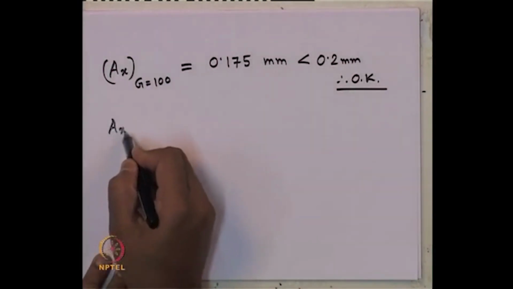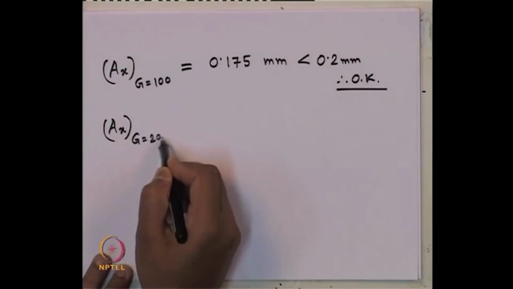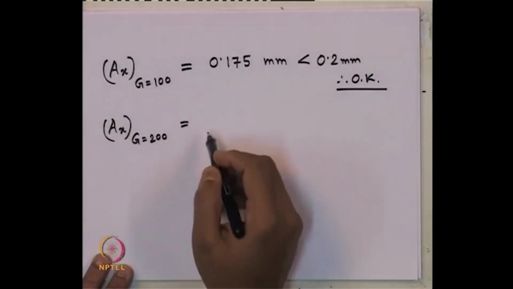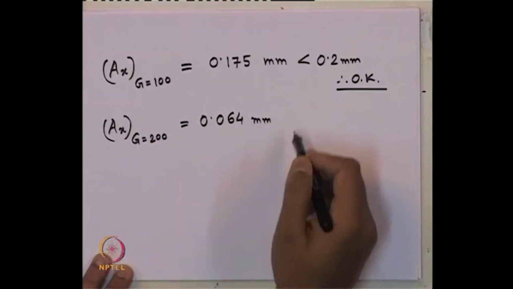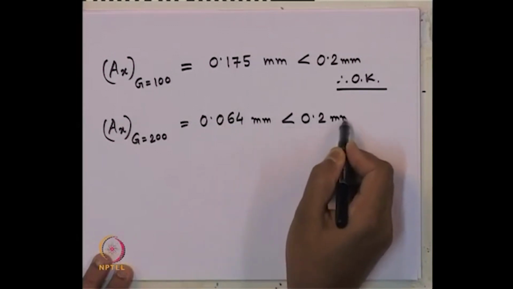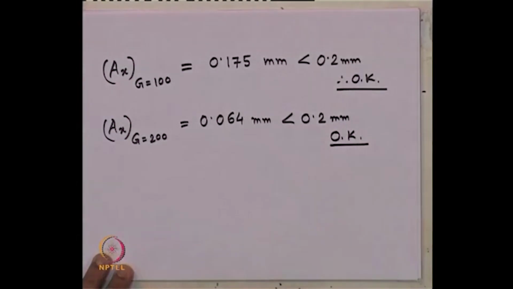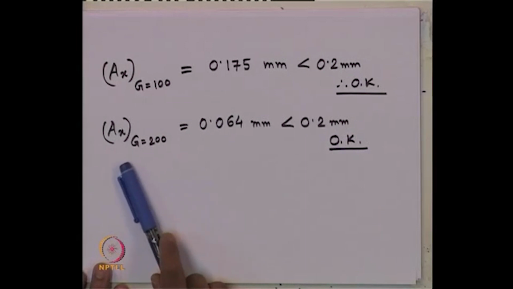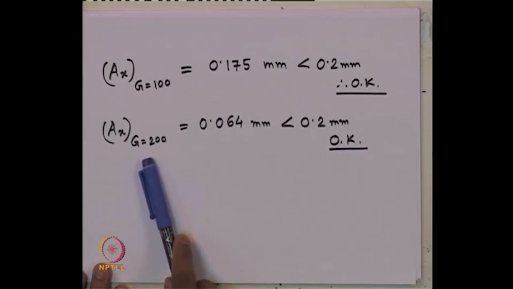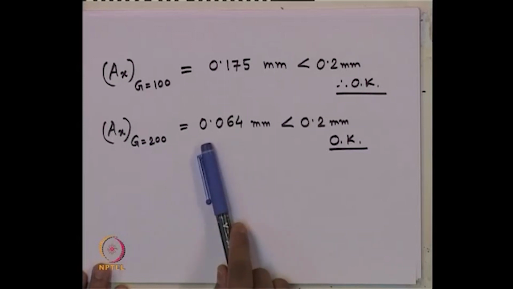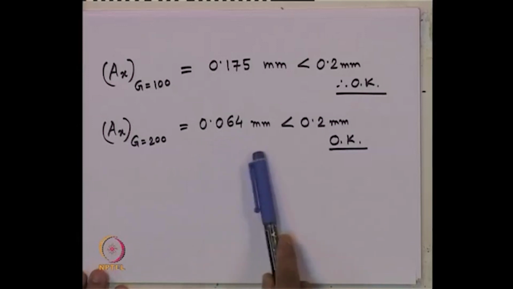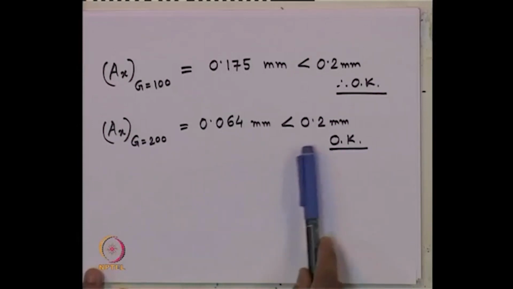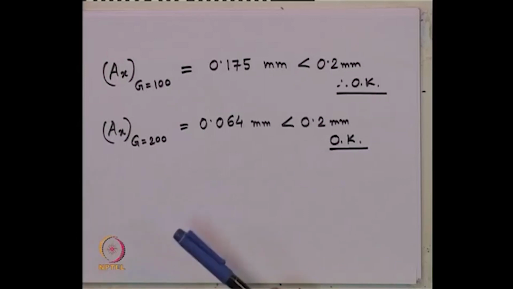For the third type of soil with G equals 200 TSF, if we put the values once again, we will get this much horizontal amplitude of displacement, which is less than the permissible one, hence okay. So, for the third type of soil with G equals 200 TSF, Ax, that is the displacement amplitude at operating frequency, we are getting as 0.064 mm, which is less than the given permissible limit of 0.2 mm. Hence, the design is okay.